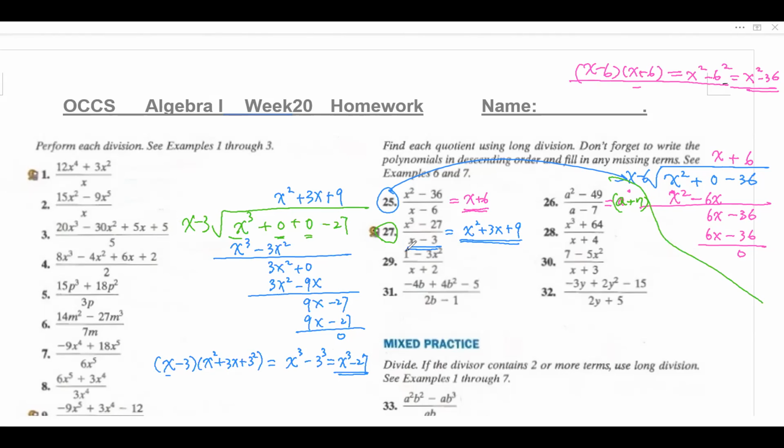Exactly match here. This is a special product we learned before, right? It's interesting. If you know this one, 64, we can rewrite it as 4 cubed, right? 4 times 4 is 16, 16 times 4 is 64. So we can quickly write the answer since we know the special product. This one is x squared minus 4x plus 16. All right, so this is the answer.